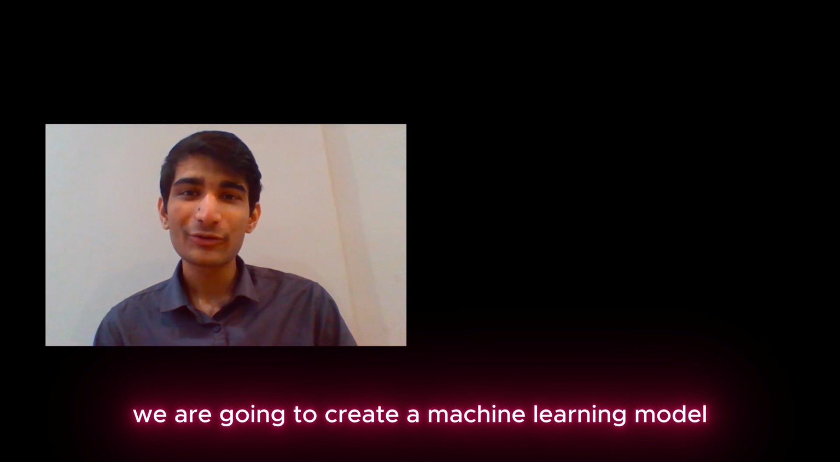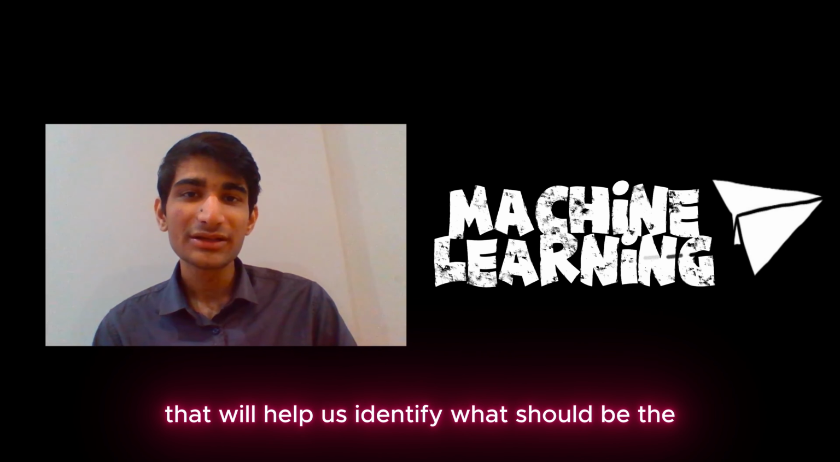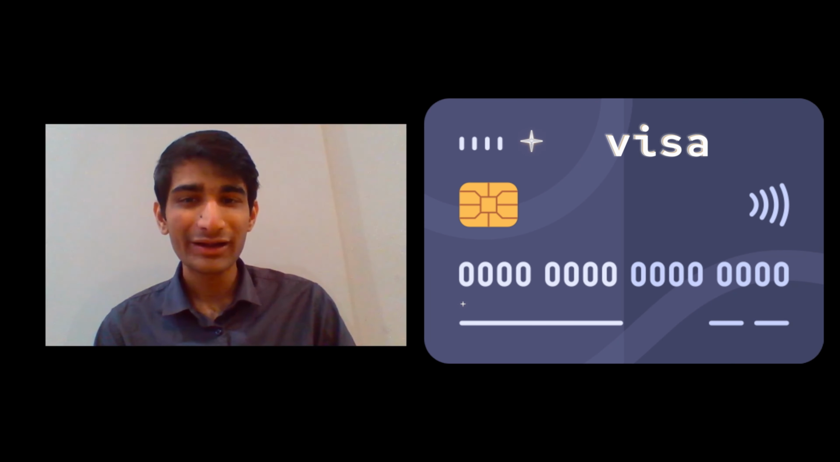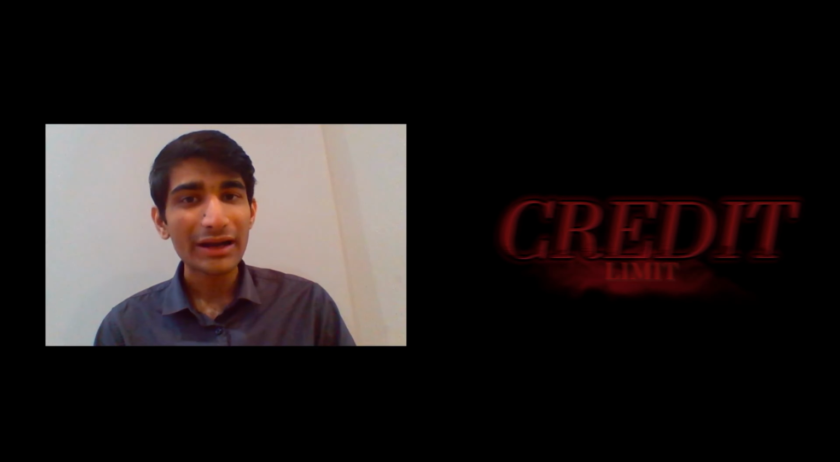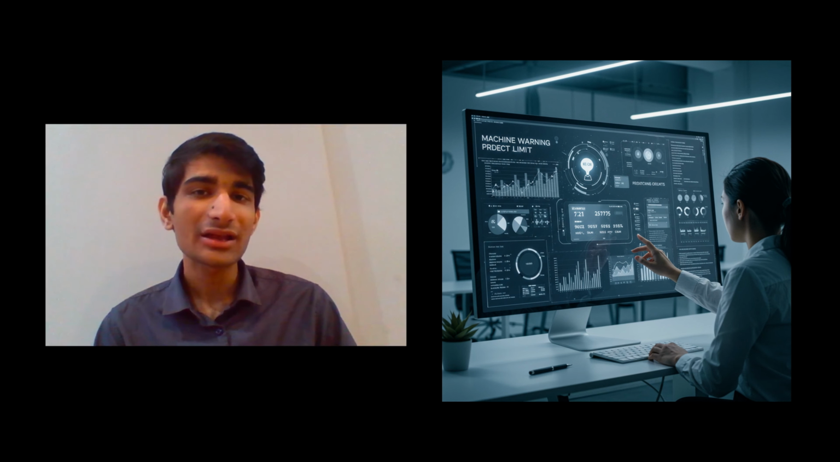cloud platform. So for this video, we are going to create a machine learning model that will help us identify what the credit limit should be for a card that is assigned to a user. So suppose a new user comes to the bank and asks for a Visa card of type credit. Then we want to set a credit limit for that card. How can we do that on the basis of the existing card data that we have? That is what we are going to do in this video. It's a regression analysis problem.